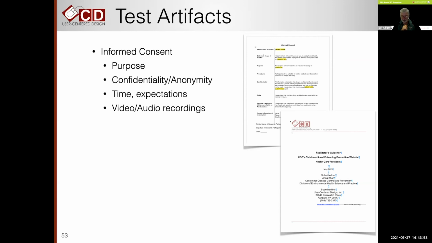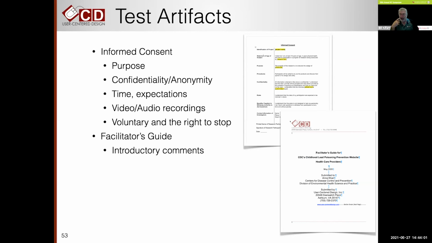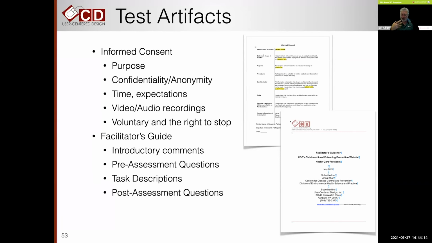It's very important. But the other one is a facilitator's guide, and it is a guide. It has to have these introductory comments. It might have some pre-assessment questionnaires, questions that you might ask people before you start the actual evaluation. You're going to keep all of your task descriptions there. You're going to have some possible post-assessment questionnaires.